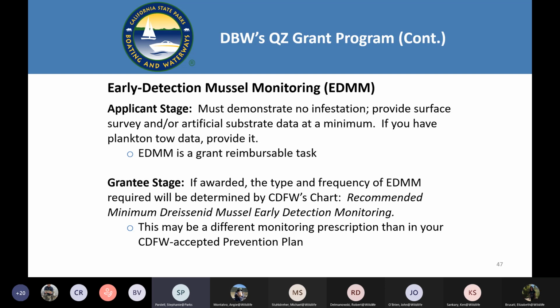And we do want to point out that EDMM is a grant reimbursable task, and we want to highlight that for you because in the grantee stage, the type and frequency of the EDMM required might be different from the monitoring that you are currently conducting. And so Elizabeth mentioned earlier CDFW's chart showing that monitoring that they are requiring or they are hoping that you would do. So we also use that same chart to determine the type and frequency of EDMM that we would require you to do. And you would be required to do that according to that chart, but you would be sending us the data at least twice throughout the grant cycle term. So if that is more monitoring than you are used to, you may want to ask for reimbursement for that. Okay, next slide, please.